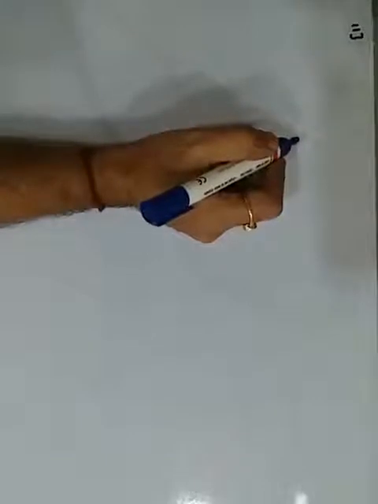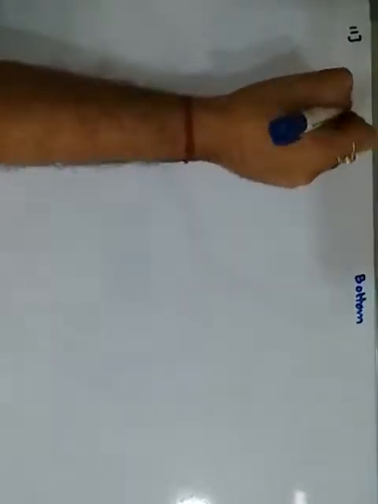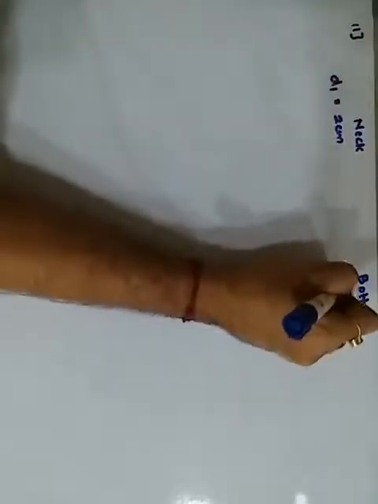So the next question, the 11th question, is about the diameter of the neck and the bottom. Obviously the neck is smaller, and the bottom of a bottle is larger in diameter. Here I take them as diameter 1, D1. The diameter of the neck is 2 centimeters and the diameter of the bottom is 10 centimeters. First let me make it easier.